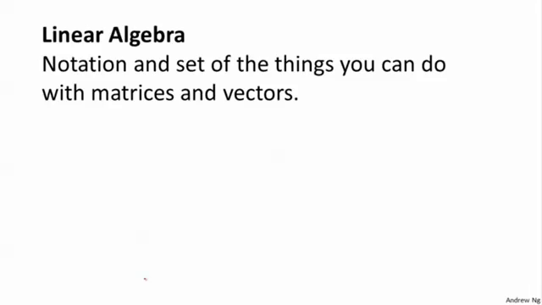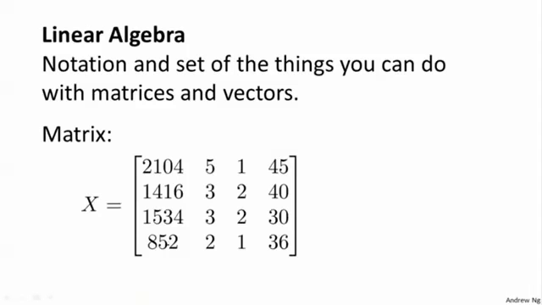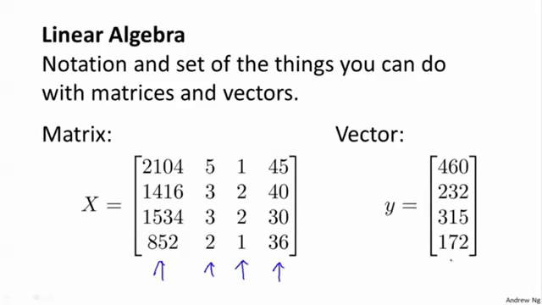Linear algebra gives us a notation and a set of operations that we can do with matrices and vectors. For example, here's a matrix where the first column is the sizes of the 4 houses, the second column is the number of bedrooms, then the number of floors, and the age of the home. A matrix is this block of numbers that lets me take all of my x's, all of my features, and organize them efficiently into one big block of numbers. And here is what we call a vector in linear algebra, where the 4 numbers here are the prices of the 4 houses that we saw on the previous slide.